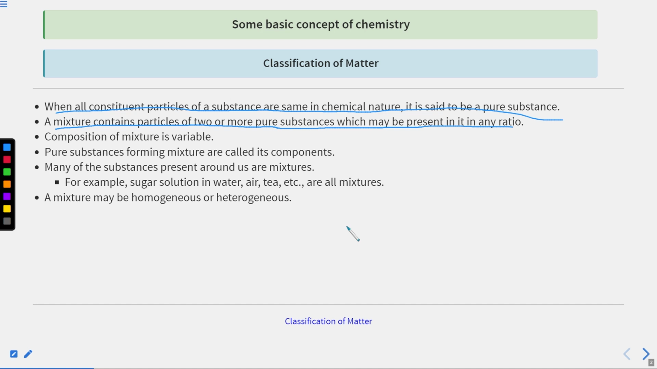Clear? Now the composition of a mixture is variable, as I have said. So we can take another example. Suppose you are dissolving soil into water. Now since soil is heavy in nature, most of it will settle down, and some of it will be dissolved in water. If you try to measure the composition of the soil at the bottom, you will find that the composition is not the same. First of all, soil is already a mixture. If you take soil and try to measure its composition, you will see that it has different compositions of minerals and metals at different points.